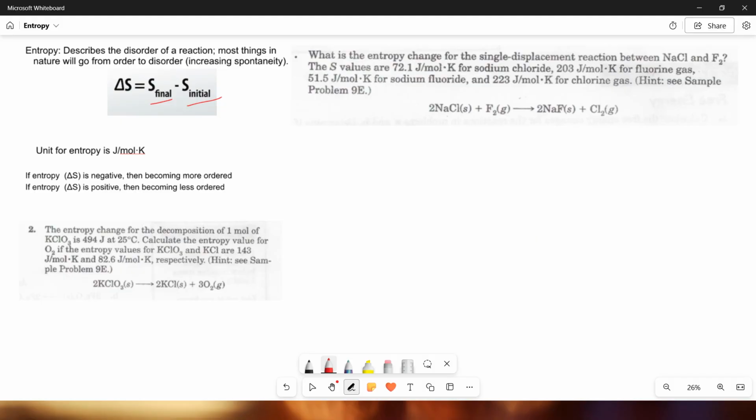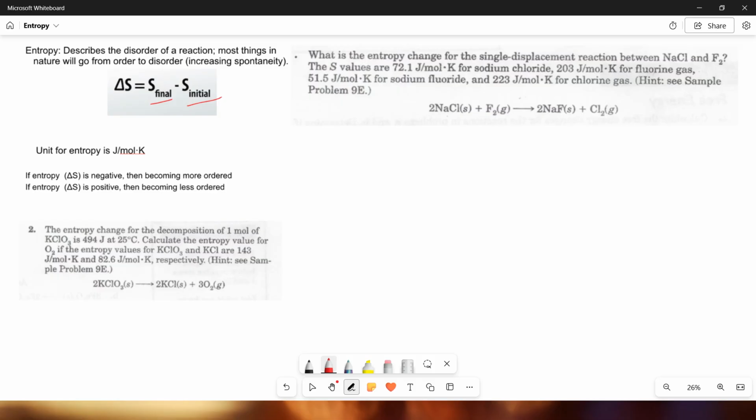In other words, the molecules are more chaotic, they're more disorganized, they're not in a crystal lattice as we move from the solid state to the gaseous state. Most things in nature tend to spontaneously go from ordered to disorder because it requires less energy.